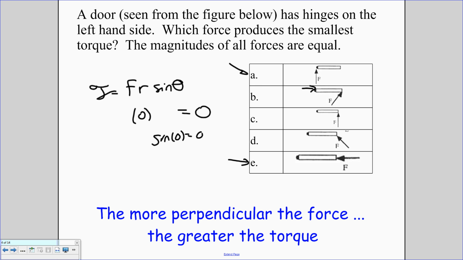So that also has a torque of 0. So both A and E are equally small as 0.